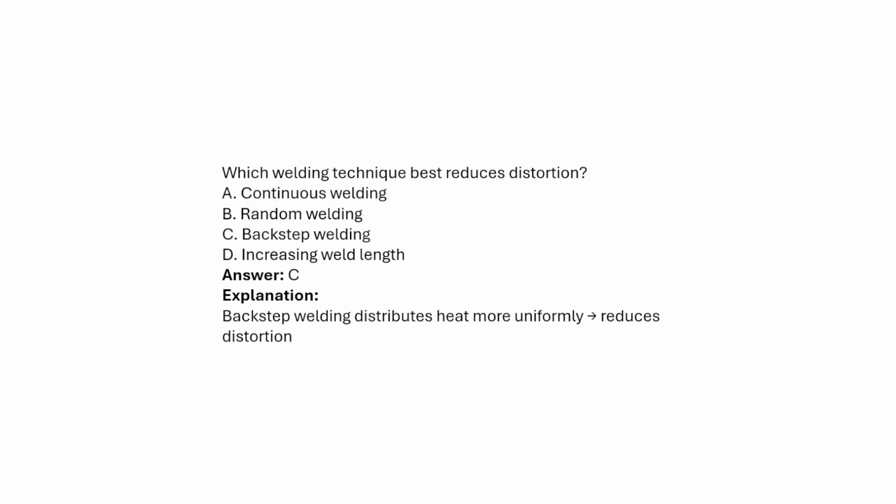Next, which welding technique best reduces the distortion? Continuous welding, random welding, backstep welding, increasing the weld length. Answer will be backstep welding. In backstep welding, we do one pass in the forward direction, one pass in the backward direction, so that heat distribution will be uniform. So that reduces the distortion and residual stresses.